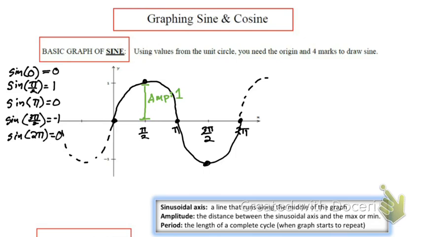The next thing is a period. That's the length to complete one full cycle. That is the solid lines right here. That is one cycle. So your period is from when you start to when it's going to repeat. That's the period. And in this case, it is 2 pi.